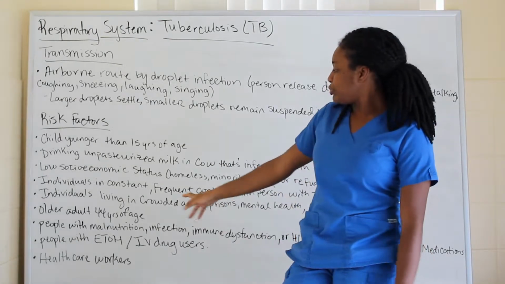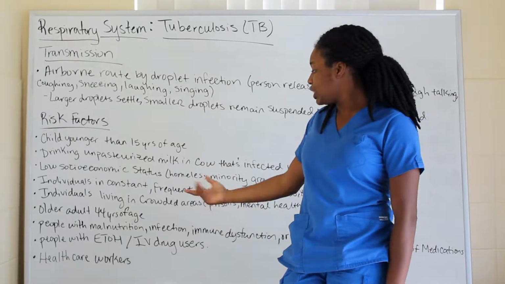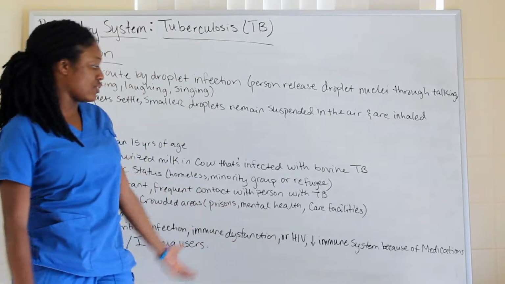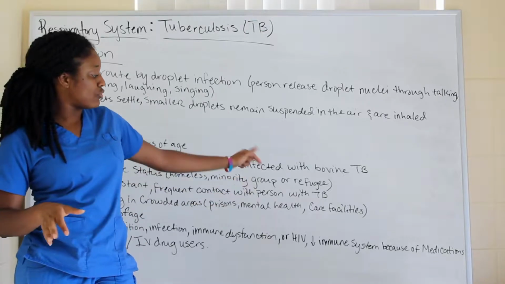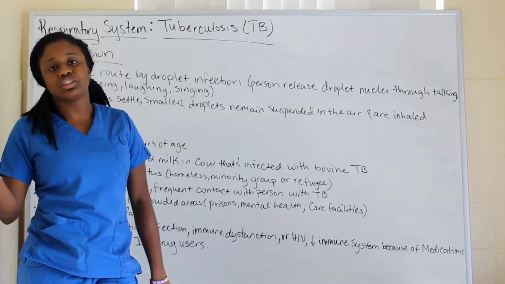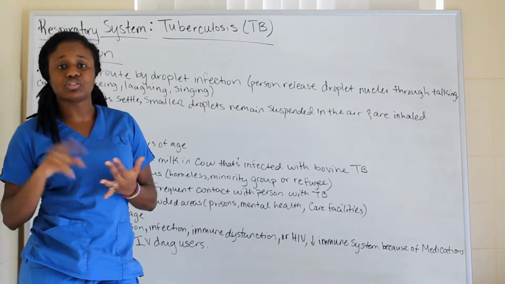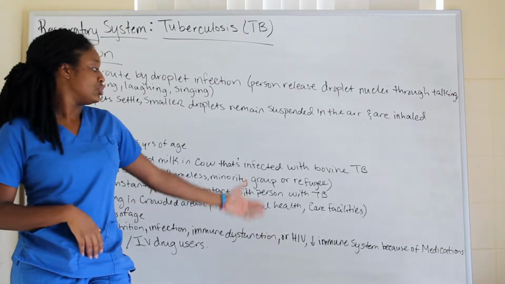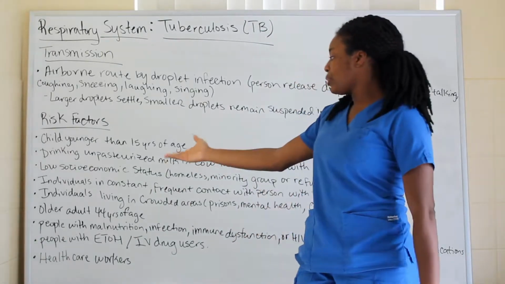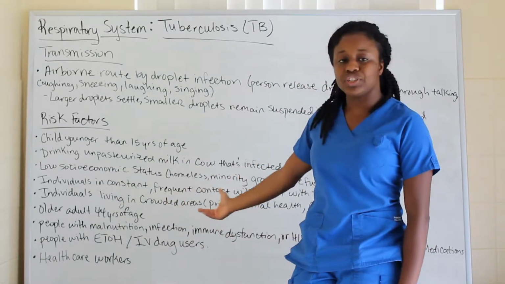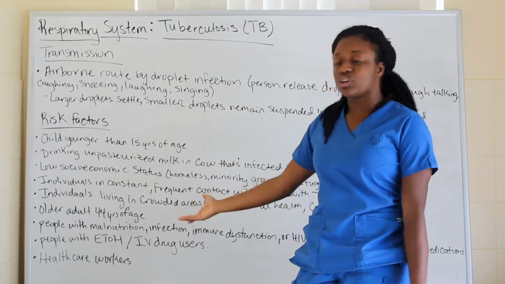Alright? Also, you have older adults, people with malnutrition, infection, or immune dysfunction like HIV, or patients with a low immune system from lupus or from medication. Certain medications they have to take, like corticosteroids and immunosuppressive medication, or if they had a transplant, are going to decrease your immune system, all right? Next, you have people who use alcohol or IV drug users, okay? They're going to be at risk of catching TB. And of course, your healthcare workers.